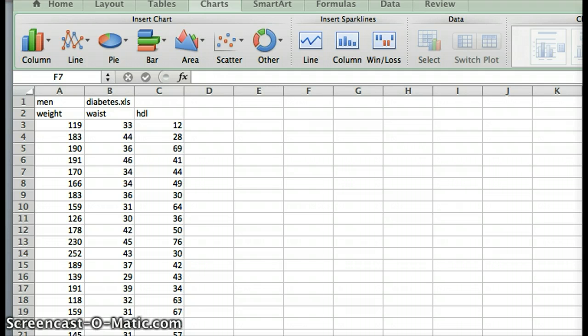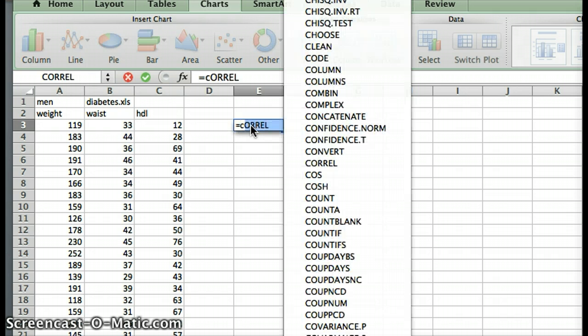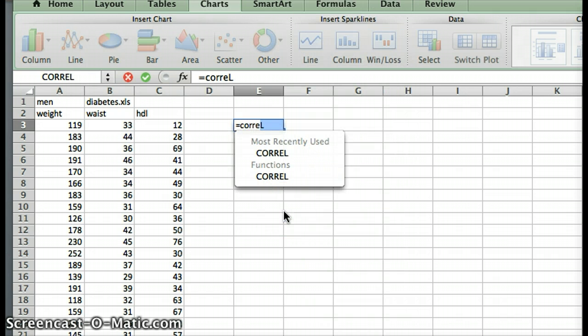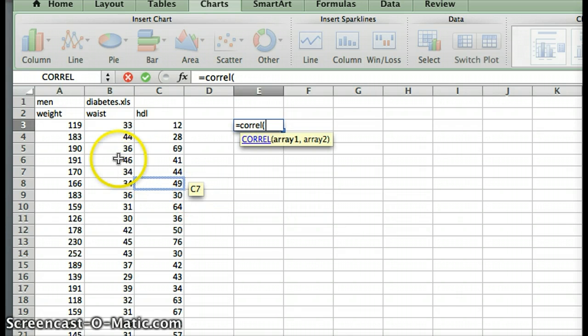So here is a subset of that data. And we're going to ask Excel to compute the correlation coefficient. Remember, the correlation coefficient is a number between -1 and +1. If a correlation is positive, as one variable increases, we expect the other to increase. If the correlation is negative, as one variable increases, we expect the other to decrease. Our command here is going to be equals CORREL, C-O-R-R-E-L.